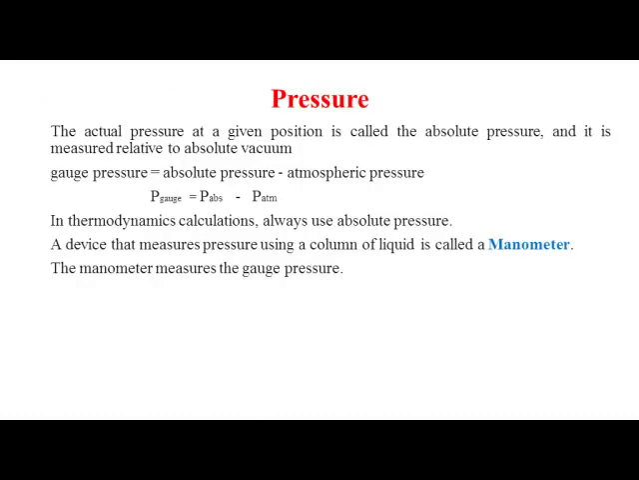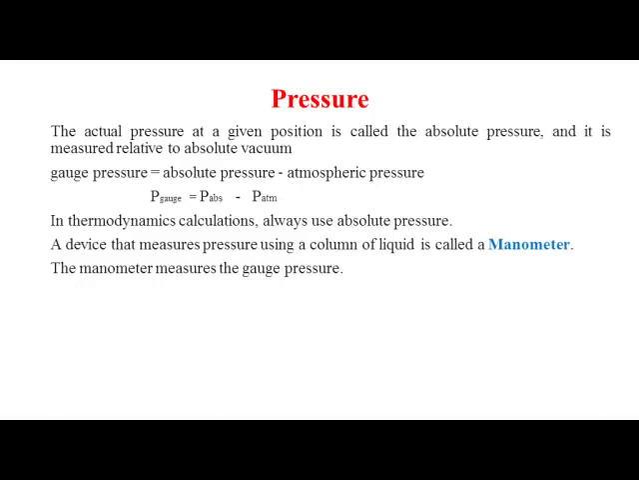The actual pressure at a given position is called absolute pressure and it is measured relative to the absolute vacuum. Gauge pressure is equal to absolute pressure minus atmospheric pressure. If you have to calculate gauge pressure, basically you take the absolute pressure, which is the actual pressure at any given position, and subtract the atmospheric pressure from it. In thermodynamics calculations always use absolute pressure.